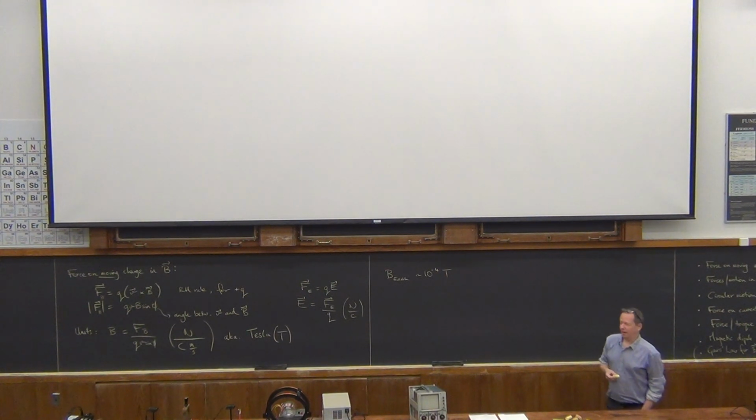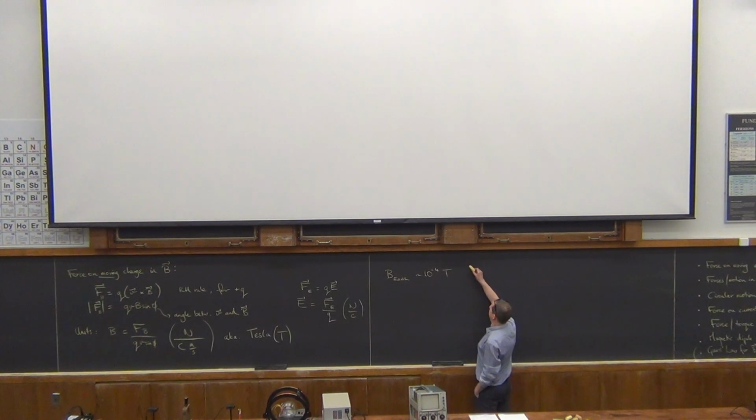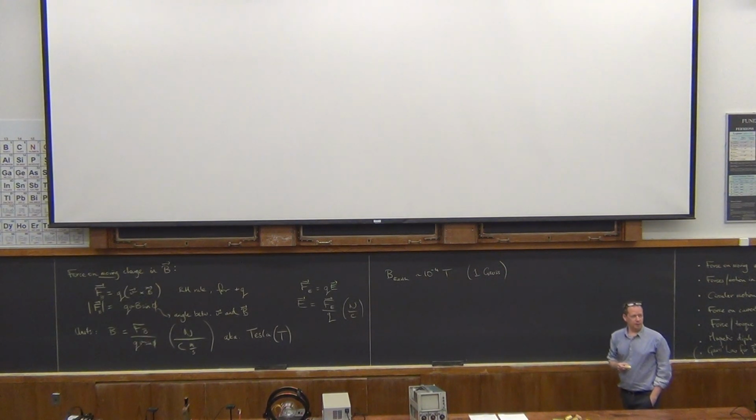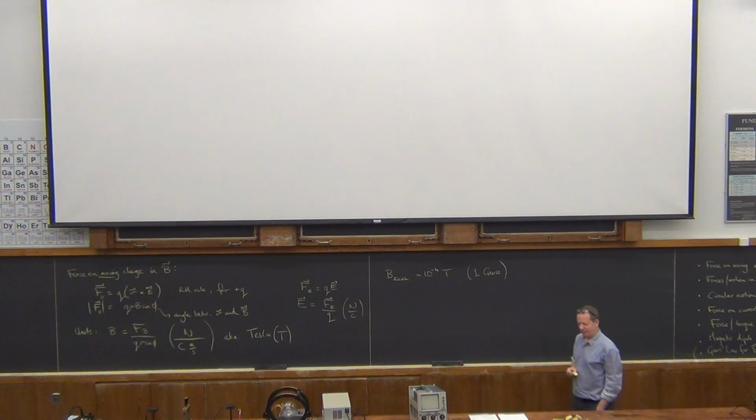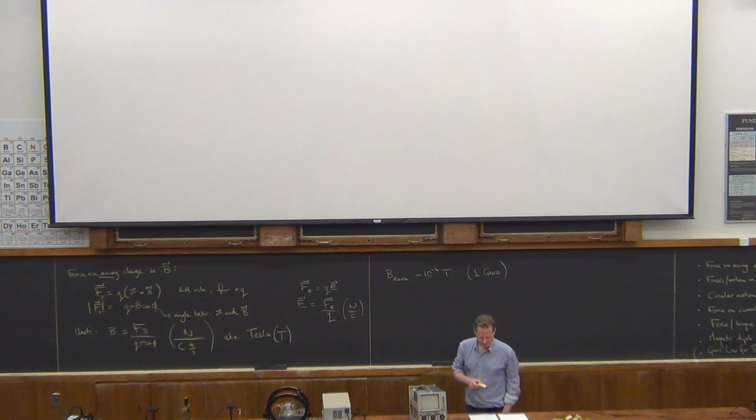And I mentioned there are other types of units. I will try and steer clear from these because I much prefer to stick with SI units, but there is another parallel unit of magnetic field called the Gauss, which turns out to be in fact 10 to the minus 4 Tesla. So in fact the Earth's magnetic field is about 1 Gauss.